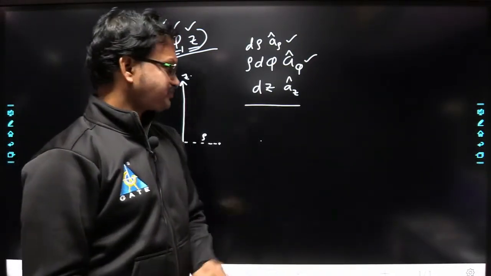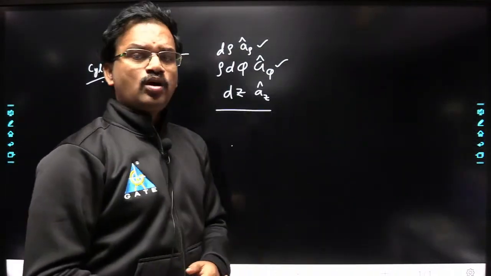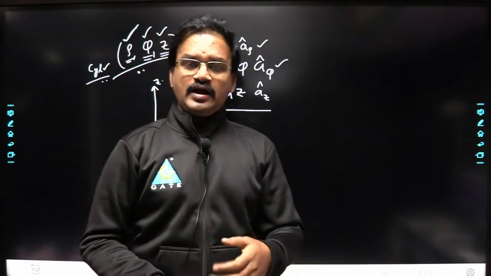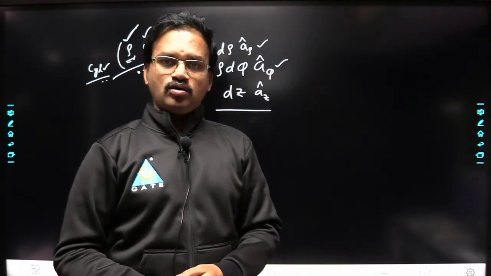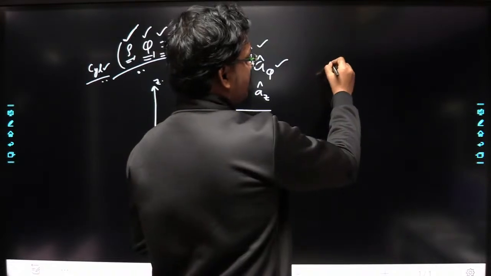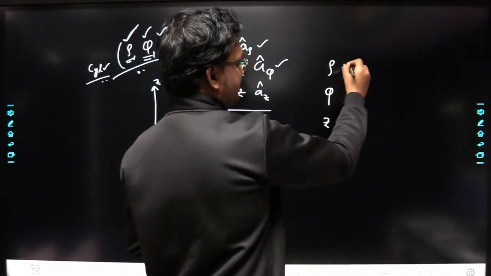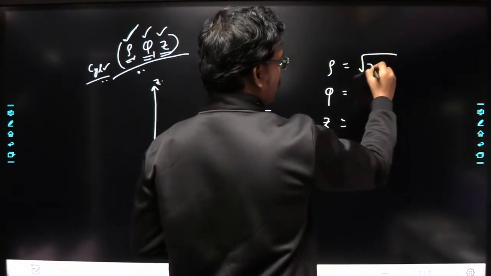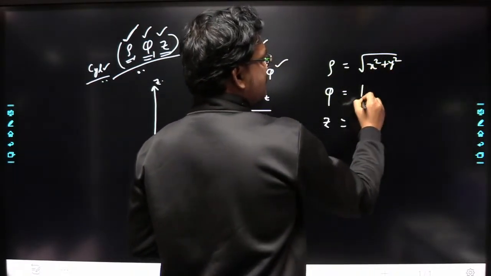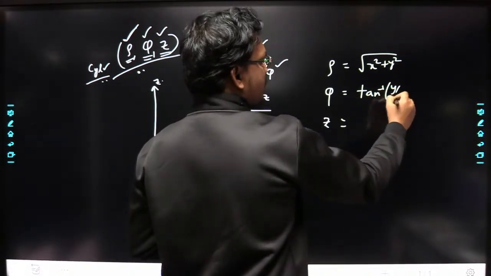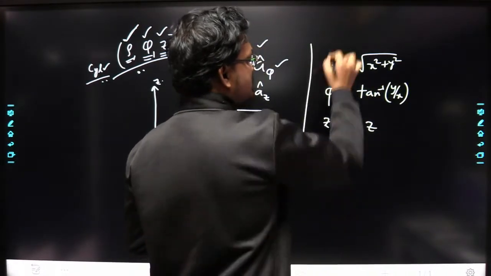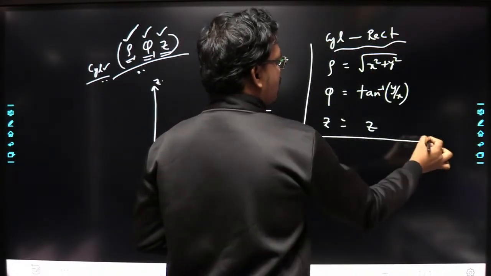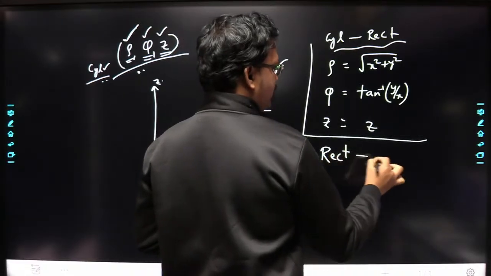Next we saw how to represent the cylindrical coordinates in terms of rectangular coordinates, and rectangular coordinates in terms of cylindrical coordinates. Cylindrical coordinates in terms of rectangular coordinates: rho is equal to square root of x square plus y square, phi is tan inverse of y by x, and z is the same as z. So this is cylindrical to rectangular.